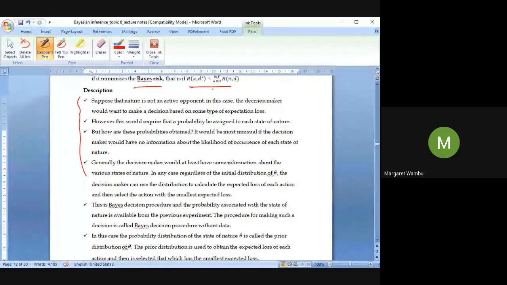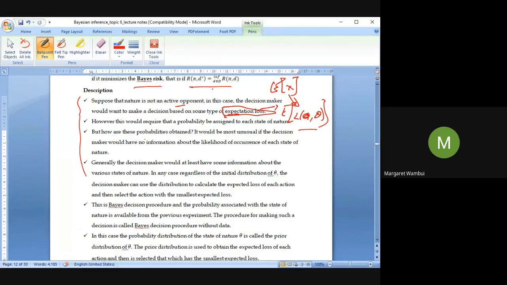Suppose that nature is not an active opponent. In this case, the decision maker would want to make a decision based on some type of expected loss. Now, when we mention expectation, you know how to get the expected value of any value. Now you're looking for the expected value, for example, of the loss function, L(a, theta). So it means you require this multiplied by the various probabilities that are available, that is the prior probabilities, and then you'll be able to get the expected value of your loss function.